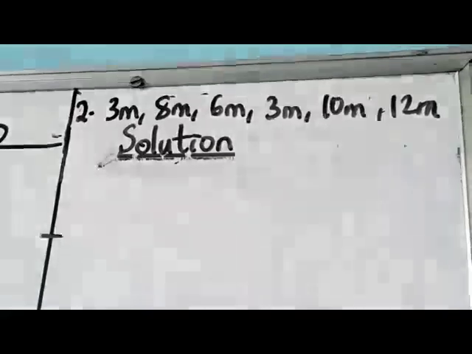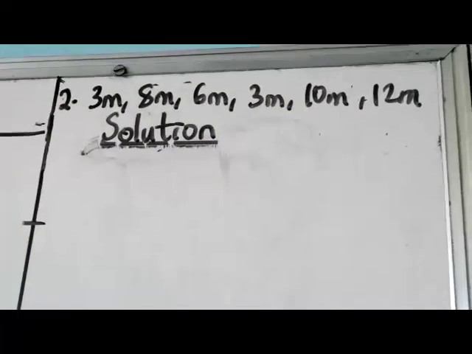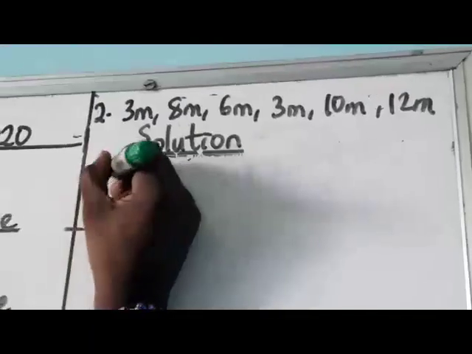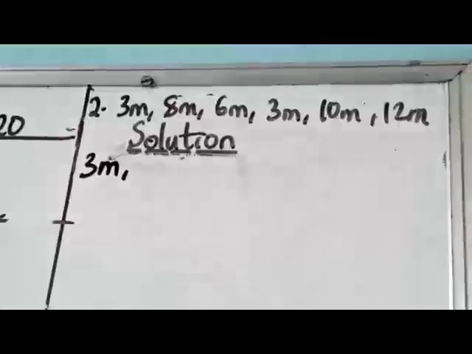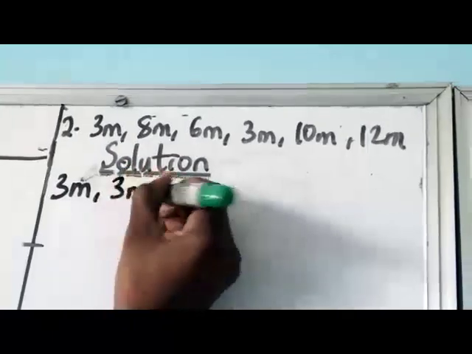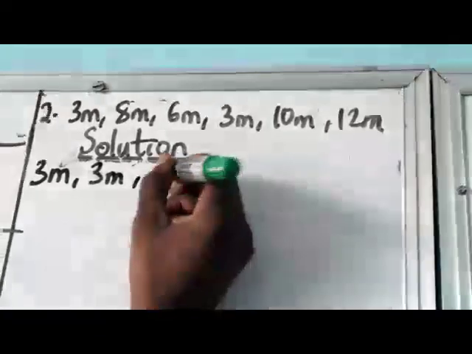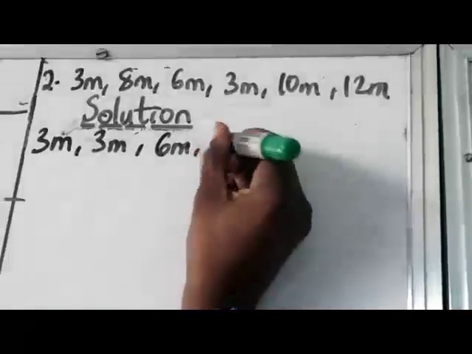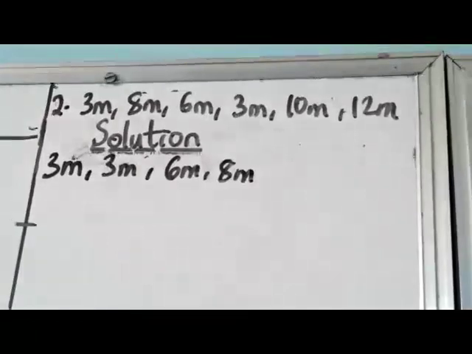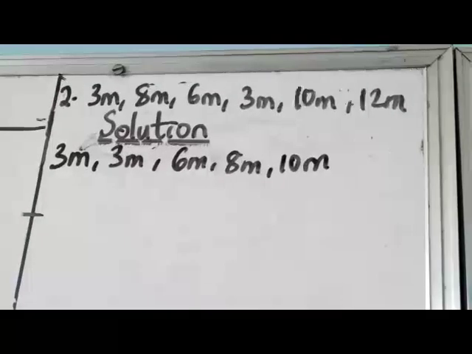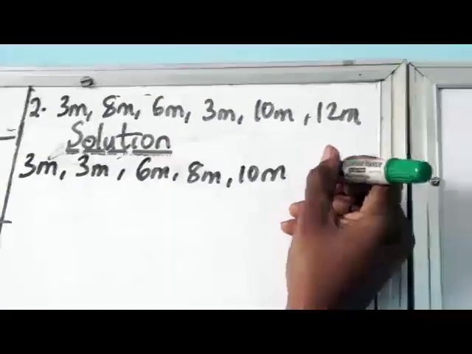Can you tell me the number that will be first in this case? Beautiful. We have 3 meters. Good. Which one will be next? 3 meters. Excellent. Next, 6 meters. Next, 8 meters. Next, 10 meters. And the largest value there is 12 meters.